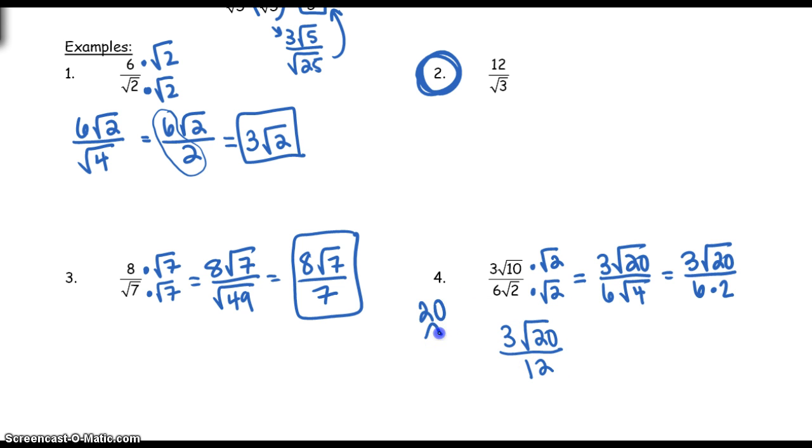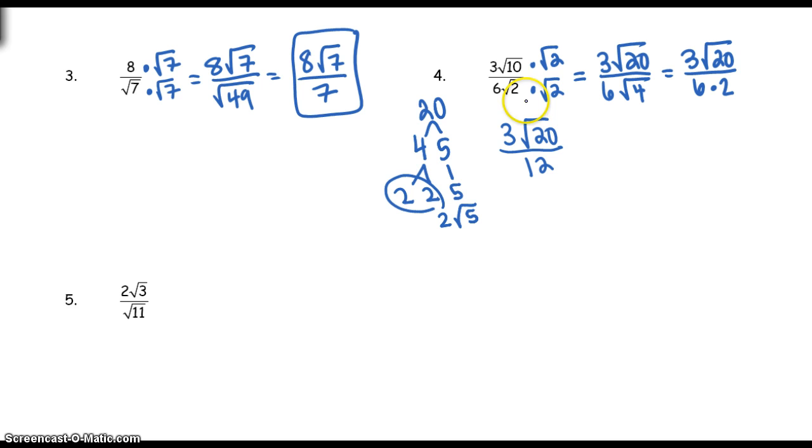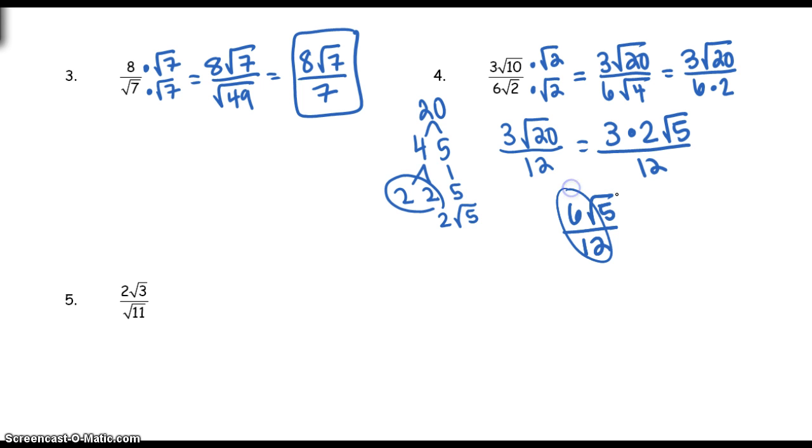If we take 20 and we bust it up into a factor tree, it's going to be 4 times 5, and then we know that 4 is 2 times 2. So this right here would be 2 root 5 for your square root of 20. So square root 20 is actually 2 root 5. Now let's multiply these together. They're outies. So 6 root 5 over 12, and then you would reduce these guys right here to root 5 over 2. And you're all done.